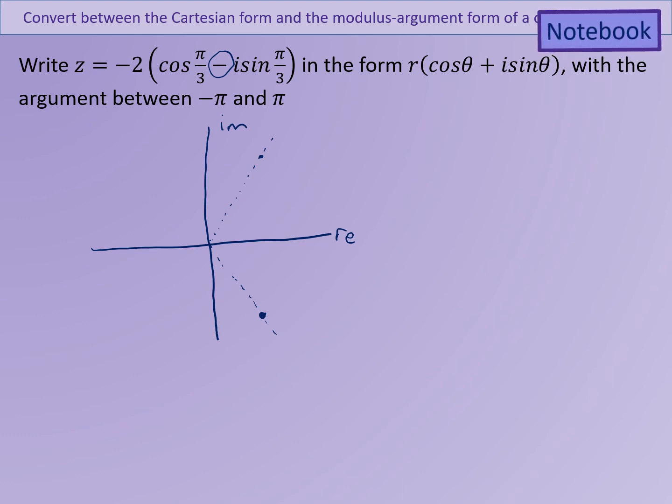The second complication is that minus 2 is negative. So we've got a negative modulus as well. So actually, rather than being down there, z is actually going to be 180 degrees or pi radians in the opposite direction. So that is roughly where z is at this point.